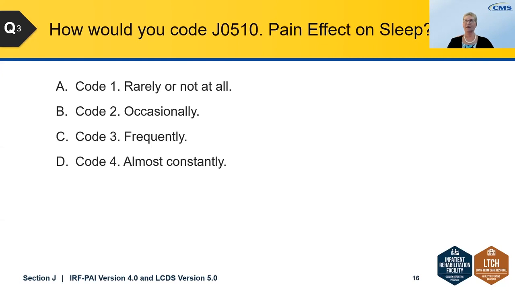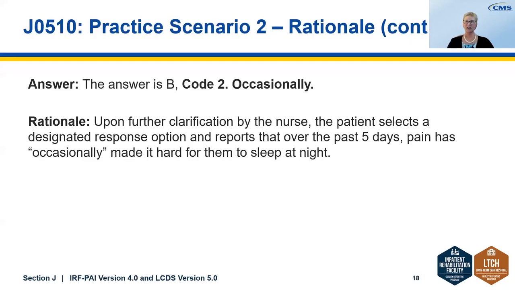Okay, I think we can go ahead and close the poll and see what the group thought. And wow, 97% chose B, code 2, occasionally. And very good, excellent, everyone. That is the answer, B, code 2, occasionally. And the rationale for this answer is that upon further clarification by the nurse, the patient does select a designated response option and reports that over the past 5 days, pain has occasionally made it hard for them to sleep at night.